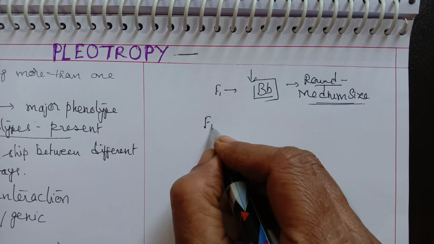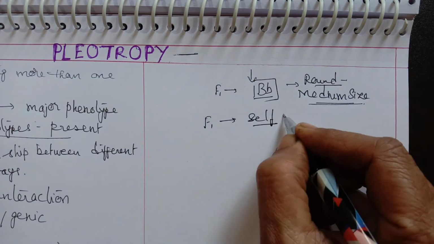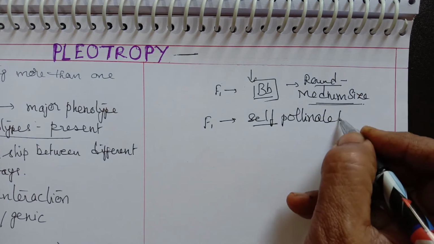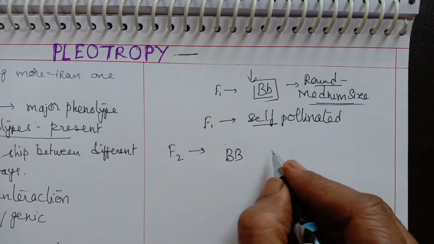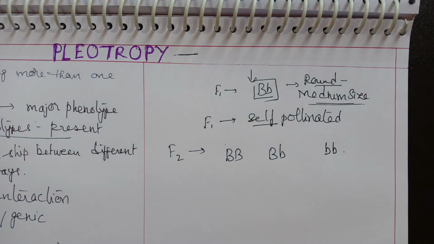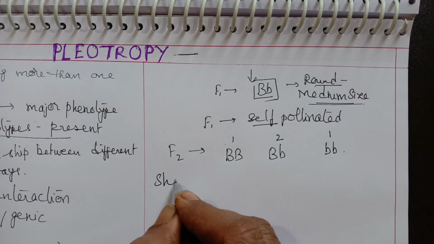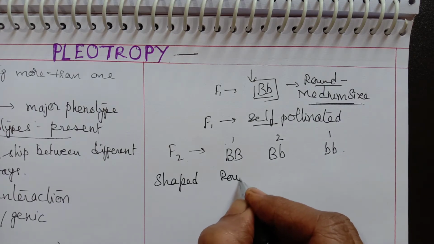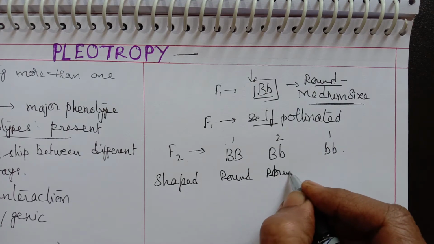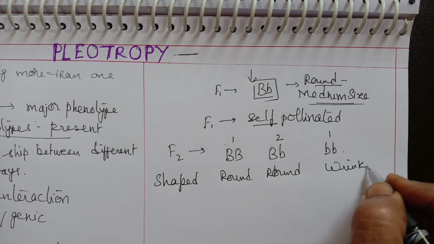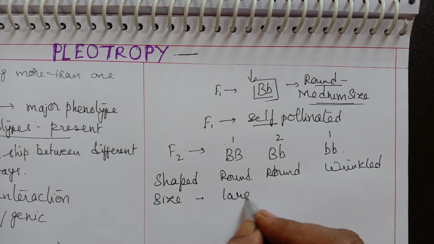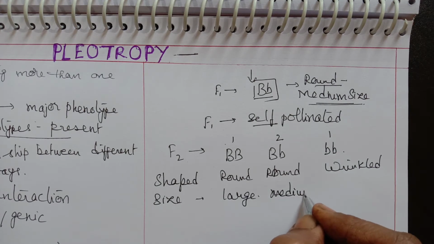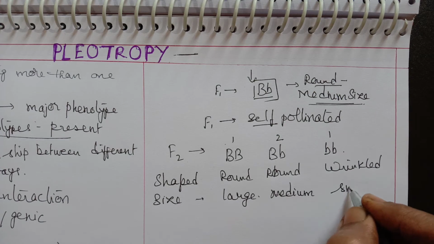Now, if this F1 is self-pollinated, we get the F2 as capital B capital B, capital B small b, small b small b, in the ratio of 1:2:1. With respect to the shape of the seed, it gives a round shape here. Similarly, in the heterozygous condition also, it gives a round shape. And here it gives a wrinkled shape. But with respect to the size of the starch grains, here it is giving a large size, here a medium size, and completely recessive it is giving a small size.